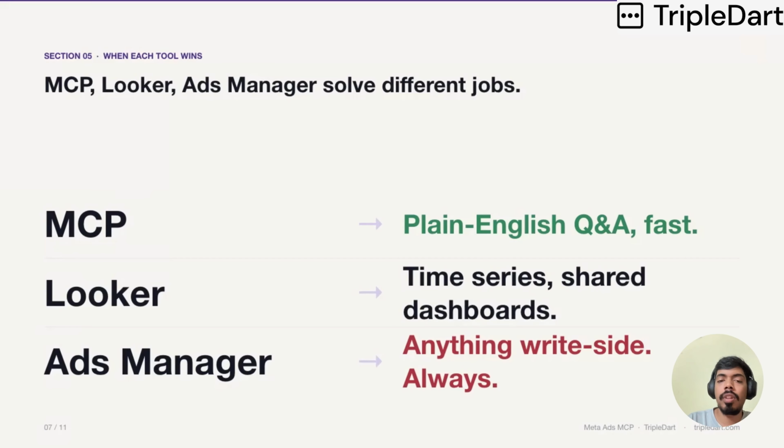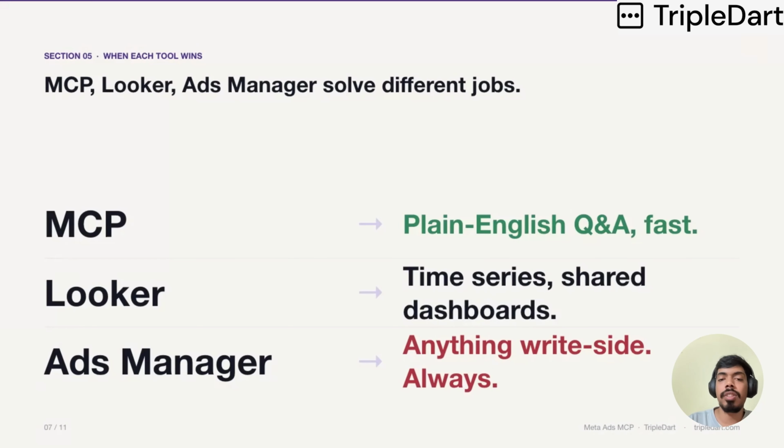Now, about when each tool wins. MCP wins on speed to answer for any question framed in plain English. How did this campaign go last week? Why did Prosper lead jump? Give me a creative fatigue cue. All of those are 15 seconds in Claude. None of them are 15 seconds in Looker.